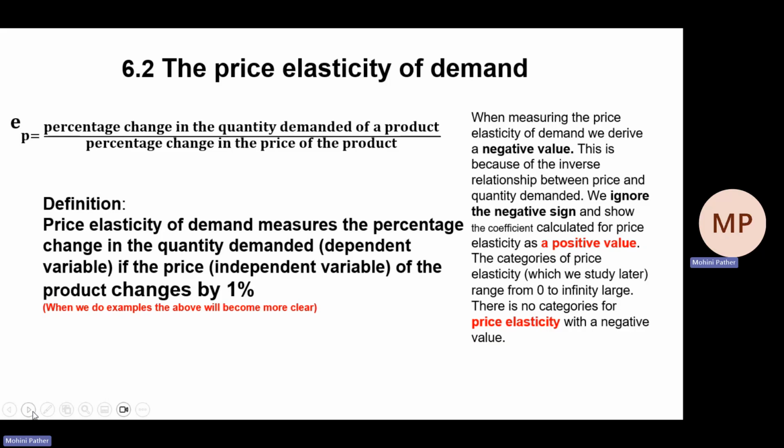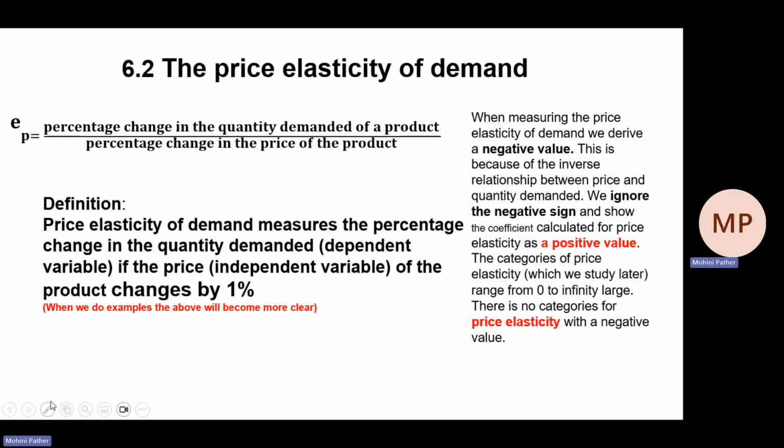Okay, so how we typically measure this responsiveness is by saying, okay, here's the formula. The percentage change in the quantity demanded over the percentage change in the price of the product. Okay, so the actual definition of price elasticity, specifically of demand, is that it measures the percentage change in quantity if there is a price change of 1%.